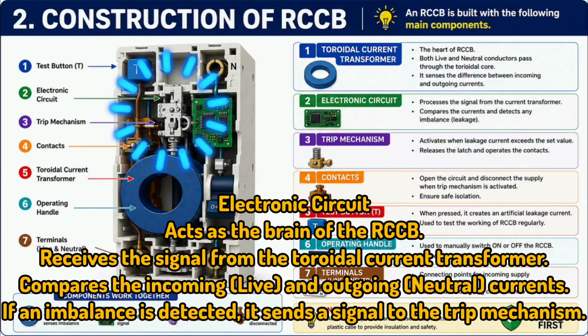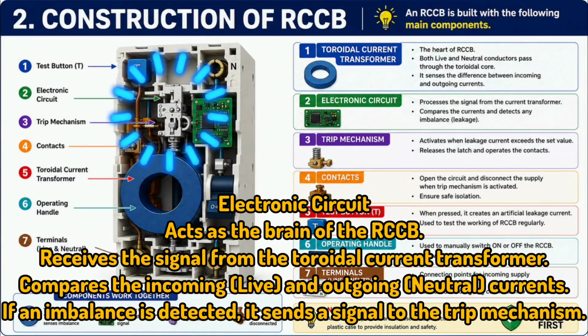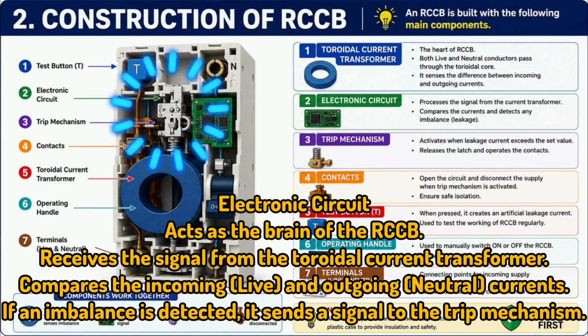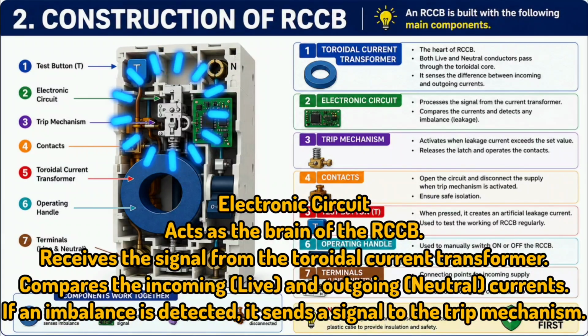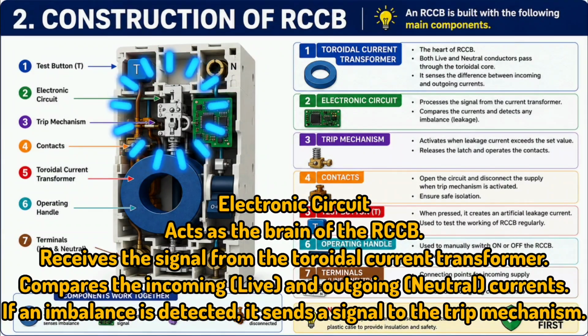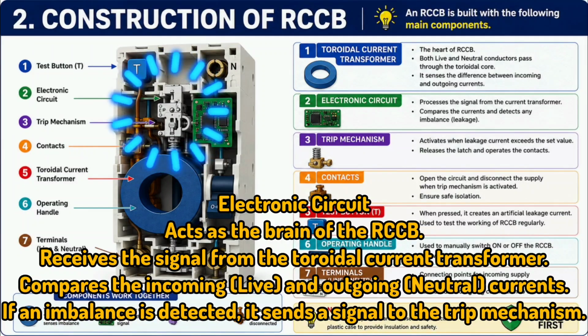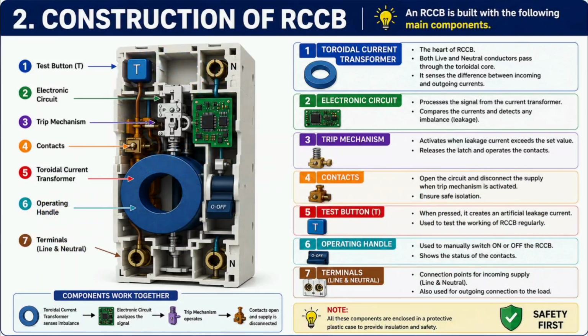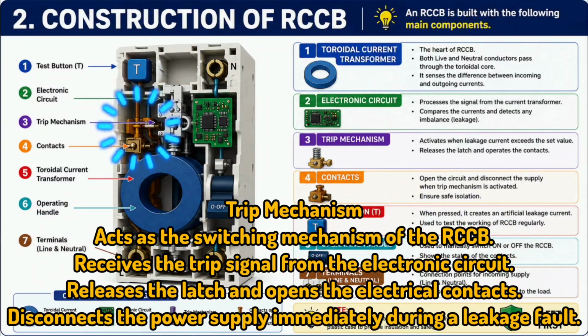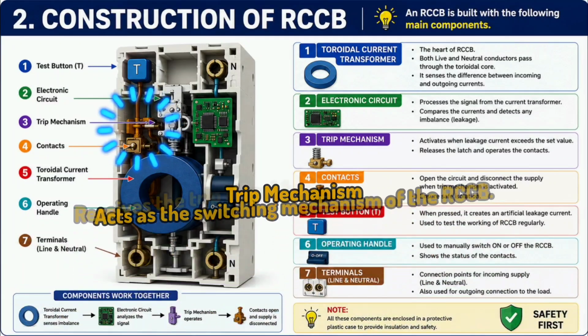Electronic circuit acts as the brain of the RCCB. Receives the signal from the toroidal current transformer, compares the incoming live and outgoing neutral currents. If an imbalance is detected, it sends a signal to the trip mechanism. Trip mechanism acts as the switching mechanism of the RCCB. Receives the trip signal from the electronic circuit. Releases the latch and opens the electrical contacts. Disconnects the power supply immediately during a leakage fault.